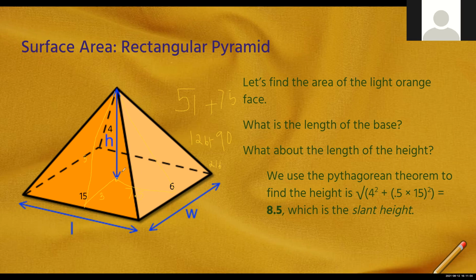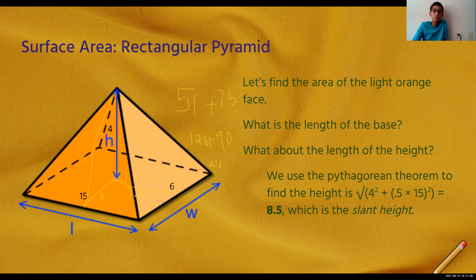So the reason we use that, this is the Pythagorean theorem, which is just one leg squared plus the other leg squared is equal to this squared, right? So we find the square root of both sides, and we find the square root of the height squared plus the square of the length of the other leg. And the reason we found the slant height was because the slant height was the height of this entire light orange face. Does that answer your question?